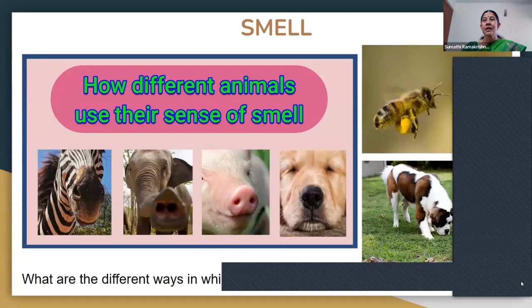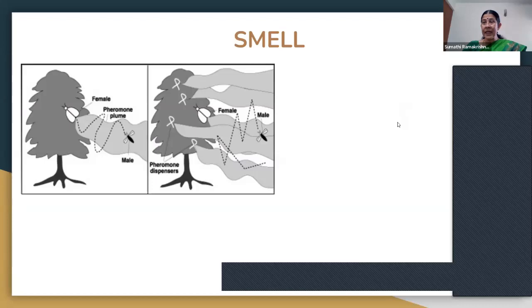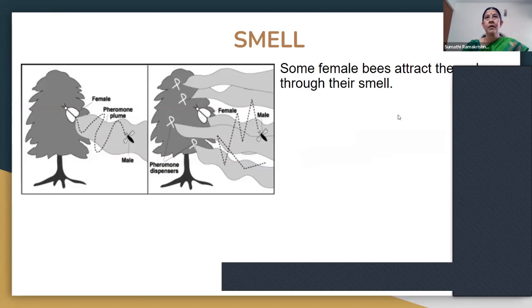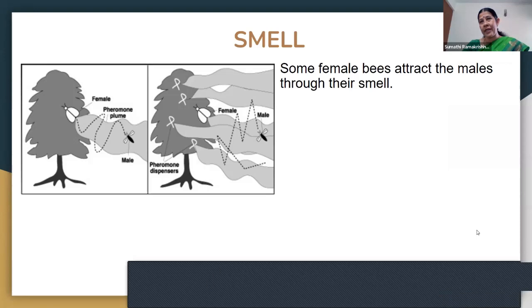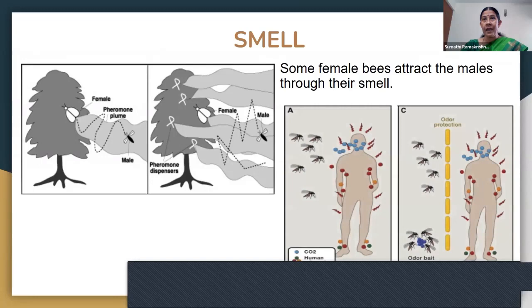Now, smell they use for both reasons. One, to have a boundary. Another, to attract the female. So at that time also they use their smell. Some female bees attract the males through their smell. And male silkworms find out their female by the smell only, ma'am.